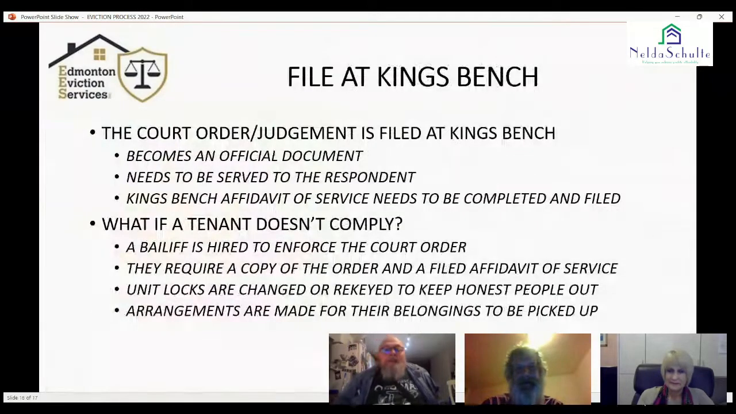There we go. So now you've got a court order and a judgment. They come on the same paper. The court order is involving eviction. Judgment is for money. So now you file it at King's Bench. It becomes an official document at that point, and then it needs to be served to the respondent. So currently, RTDRS will file it for you. They send it electronically over to King's Bench, and then they do their thing and send it back to the RTDRS, and then the RTDRS sends it back to you.